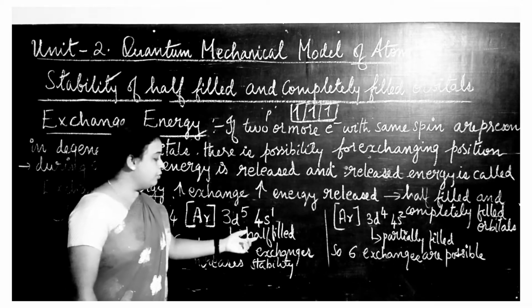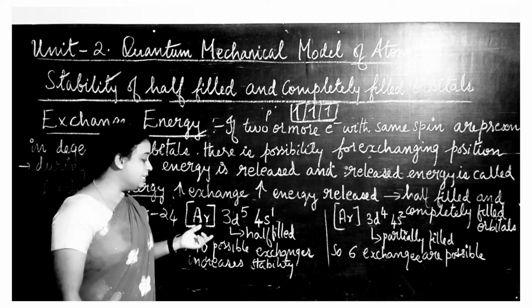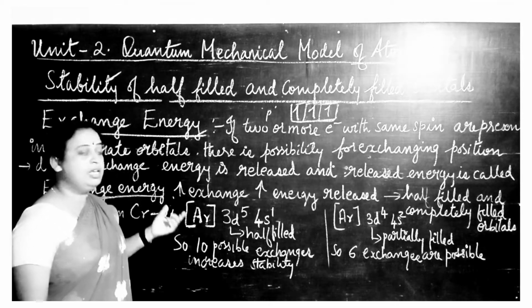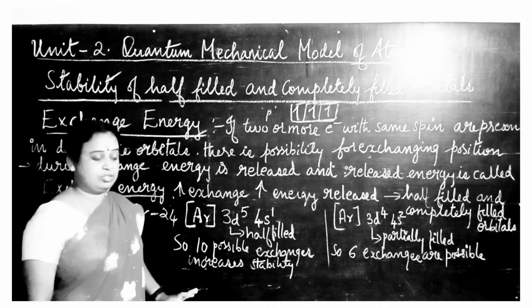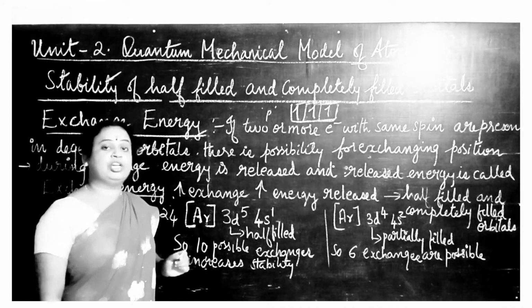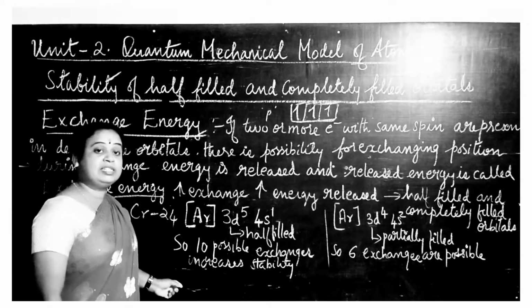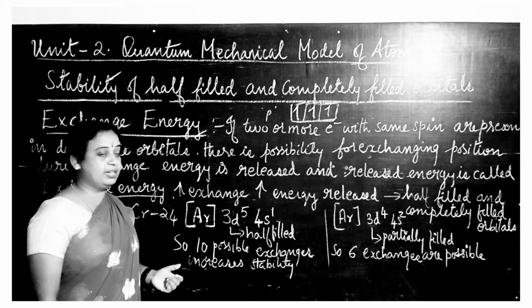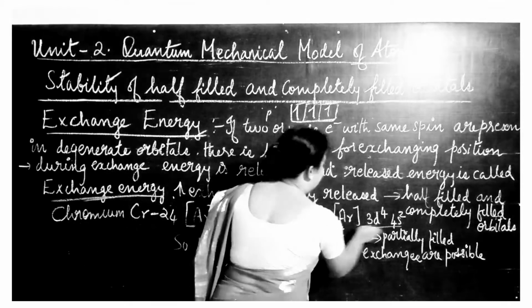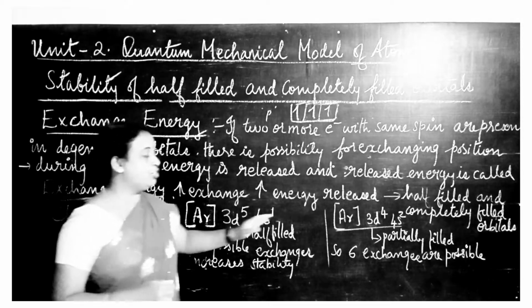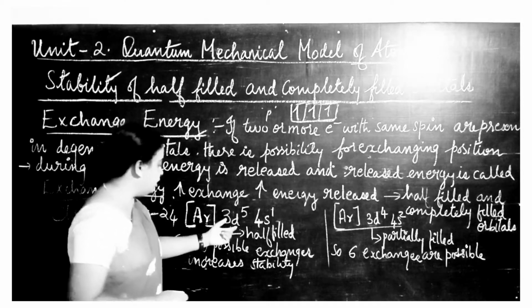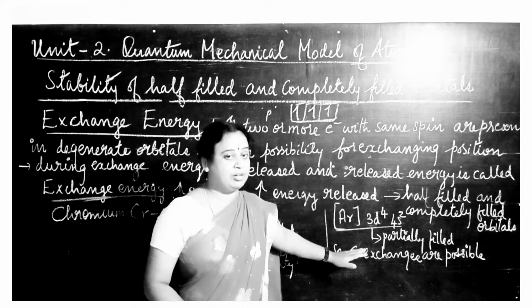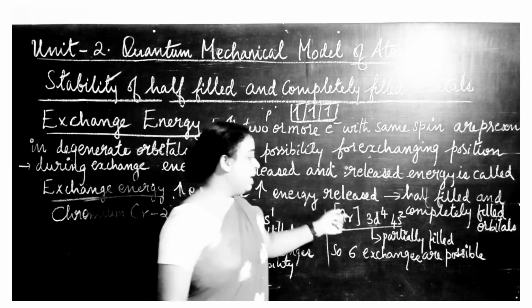Because of this half-filled d orbital, there are 10 possible exchanges of the position of electrons here. As a result, the stability of the chromium atom is increased. But this other one is the expected electronic configuration of argon. So the actual electronic configuration is the stable one, whereas this is the unstable one, the expected electronic configuration.